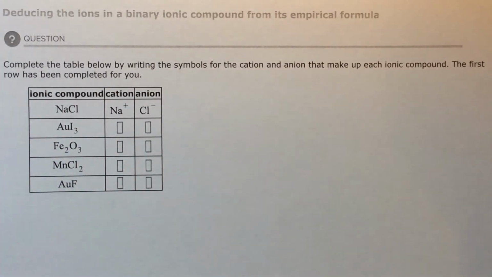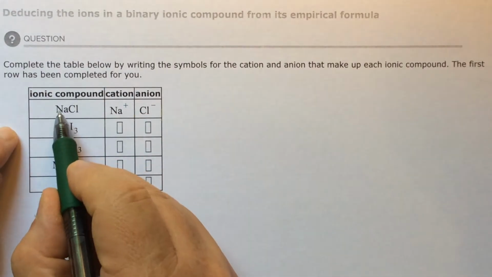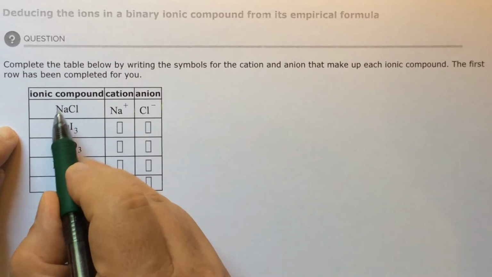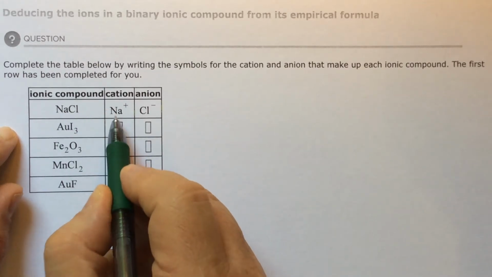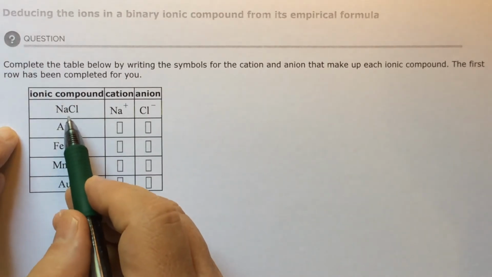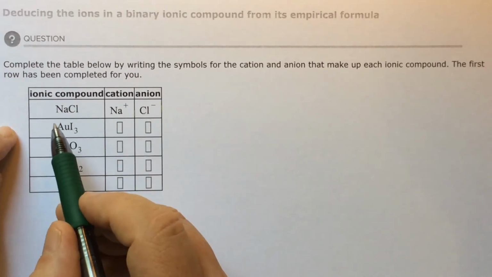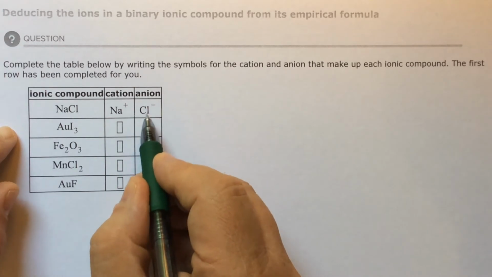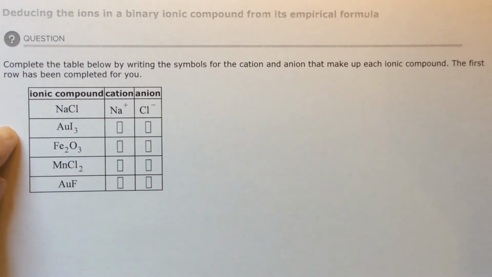So let's do sodium chloride. Sodium is in group 1, so it's going to be positive 1, so you're just going to write Na with a positive 1. Chlorine is in group 7. That means it becomes negative 1, Cl negative 1. All right.